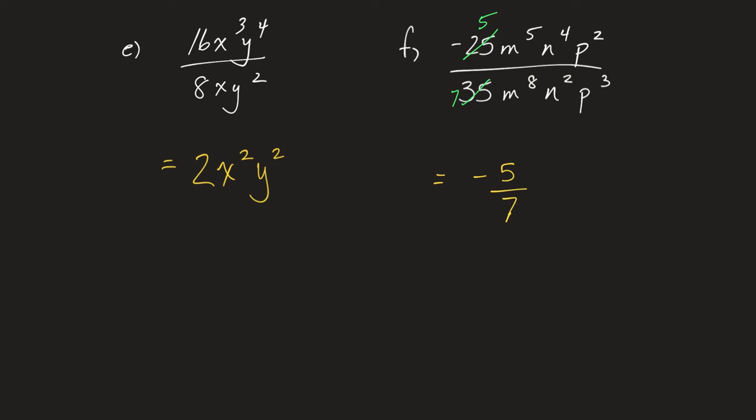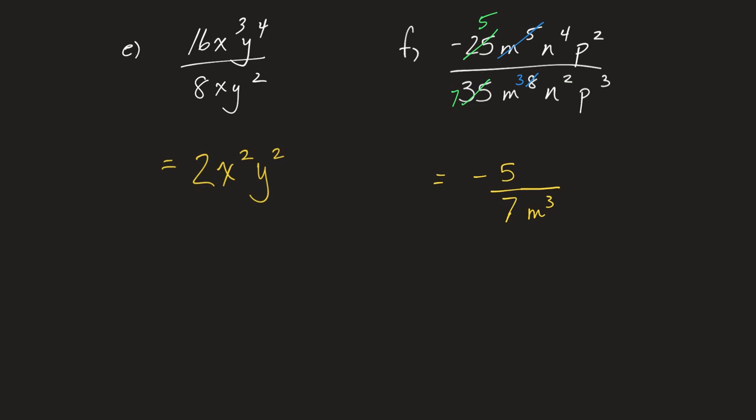Now I have to deal with my variables. So I've got powers of m, n, and p. I slowly work my way across. My powers of m, I have more of them on the bottom. And I have 3 more of them on the bottom. So I need to extend that fraction line and include an m cubed on the bottom. That is me dividing the top by m to the 5th and the bottom by m to the 5th, dividing out all my m's.